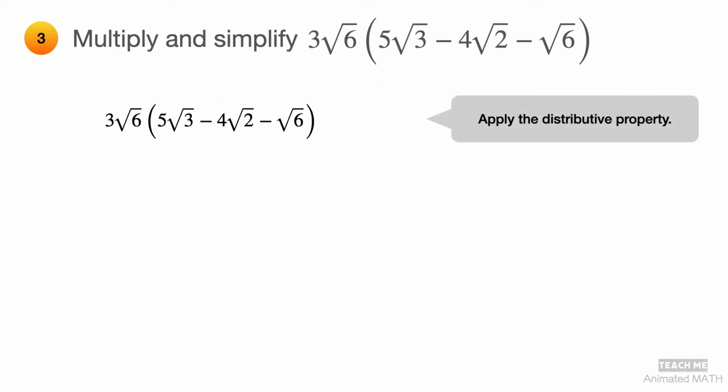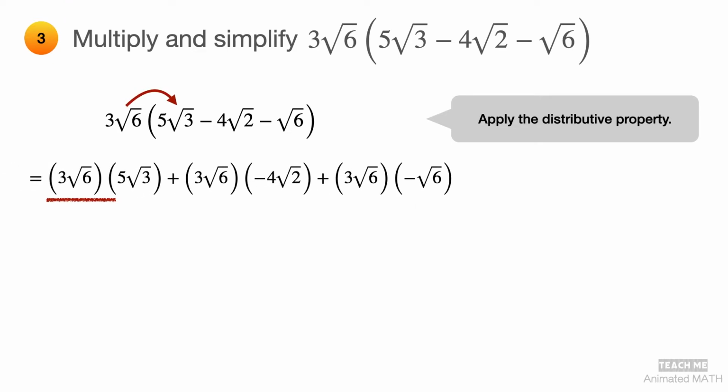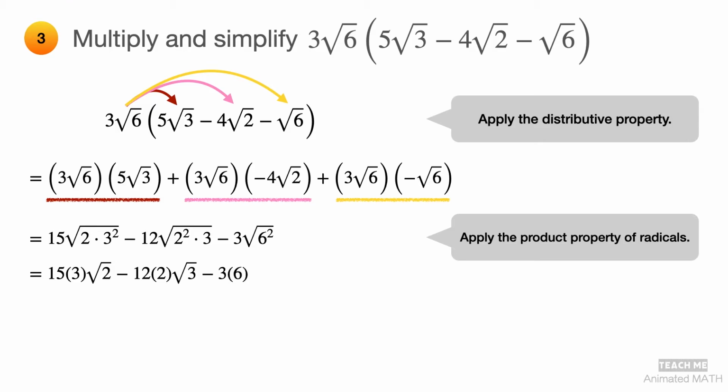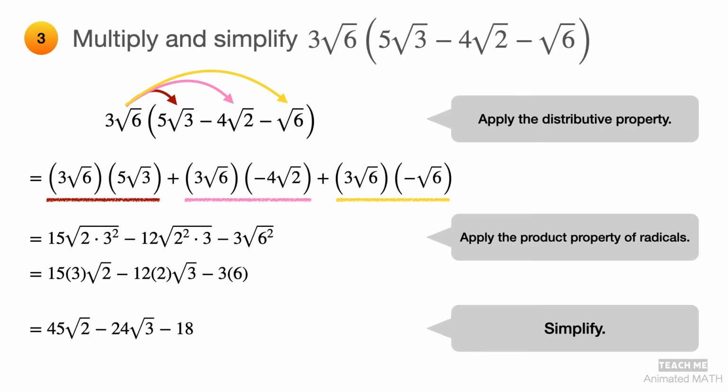Apply the distributive property to expand the equation. So, just multiply the radical to each term inside the parentheses. Apply the product property of radicals. If you look at the radicand, or the numbers inside the square root, I already factored out numbers that can be taken out of the square root. Further simplify the expression. And the final answer is 45 square root of 2 minus 24 square root of 3 minus 18.